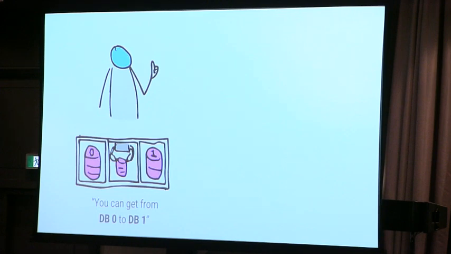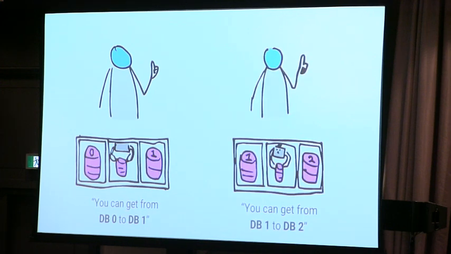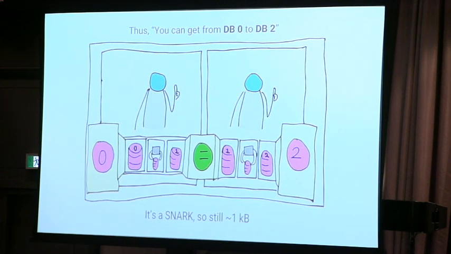Right. So we saw we had a little proof that said you can get from database 0 to database 1. And we had a little proof that said you can get from database 1 to database 2. So the idea is we wrap these two together in one big SNARK, which now says, I know a SNARK which gets me from database 0 to database 1, and I know a SNARK which gets me from database 1 to database 2. OK? Well, actually, it says I know some intermediate state so that I can get from 0 to that intermediate state, and I can get from that intermediate state to 2.